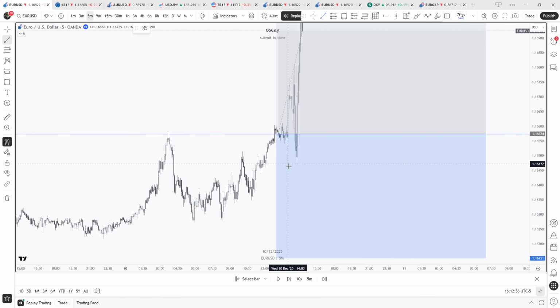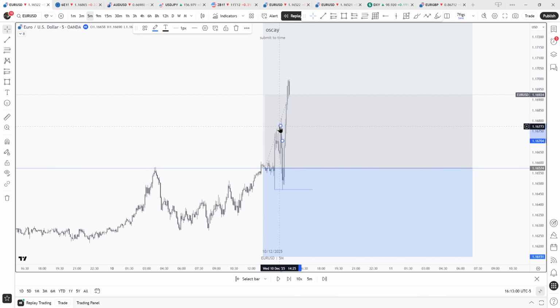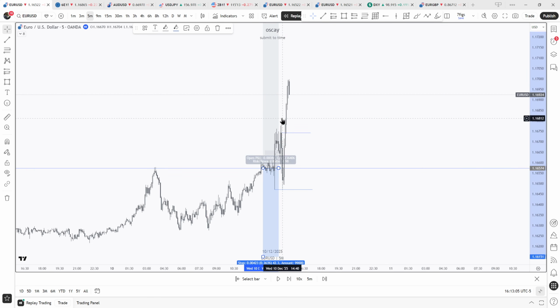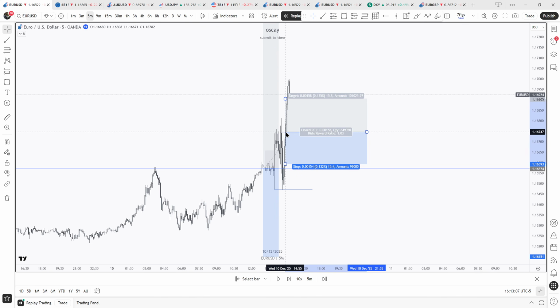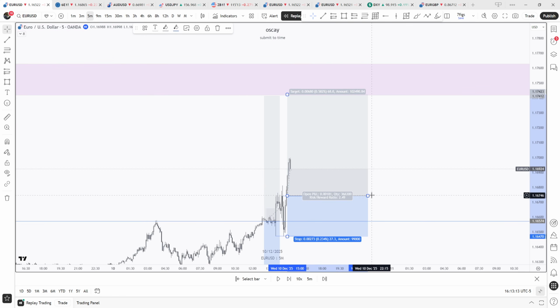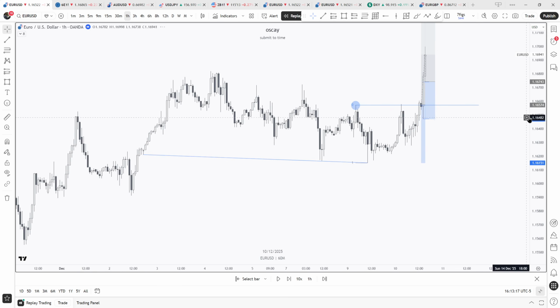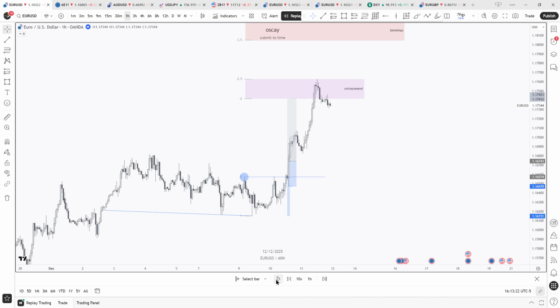So right here, we have a beautiful sweep into displacement, making this our unicorn. And because this wick is probably caused by news, you would enter around here, as that is a change in the state of delivery. And then we target 2 standard deviations from the big manipulation leg. Now let's see if we reach there. Beautiful. That is just art.